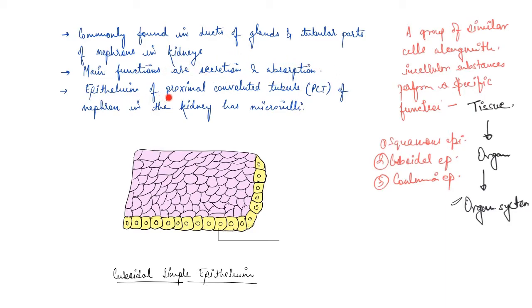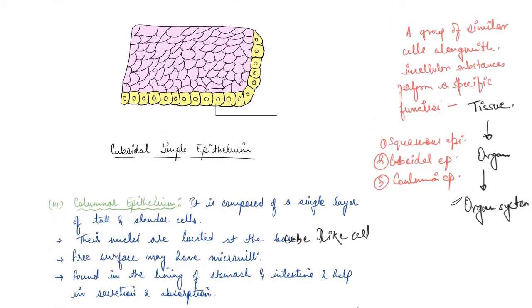Now, epithelium of proximal convoluted tubules. When you study the structure of kidney, you study the structure of this as well. So the epithelium of proximal convoluted tubule of nephron has microvilli as well, right? These are cuboidal, cube shaped. If you see this, these are cube shaped cells, nothing but cube-like cells. Now, the third one is columnar epithelium.